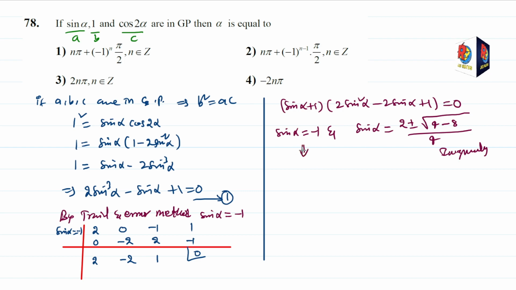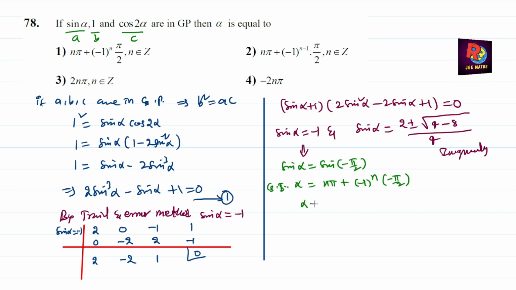Now we need to consider this one. So I consider this one, and now we can write here sin alpha is equals to sin minus 90 degrees. So now sin theta equals to sin alpha, then alpha value equals to the general solution. General solution is alpha value is equals to n pi plus minus 1 whole power n into minus pi by 2.